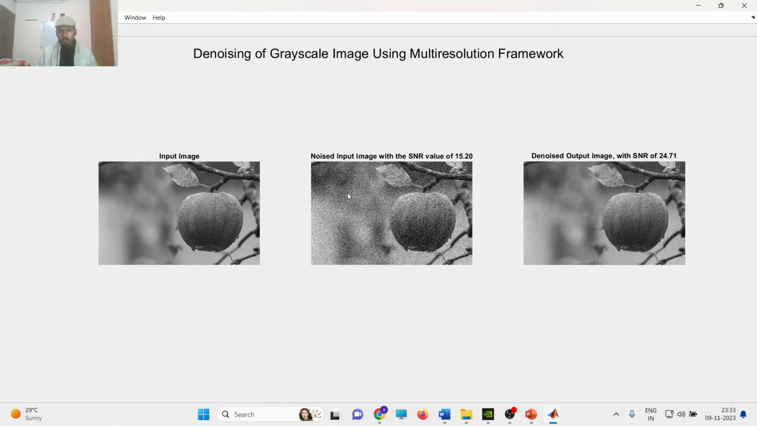You can see the perceptual improvement and SNR improvement also. So this was our input image, which was free from noise. We added some noise to it, and you can see the drastic reduction in the SNR value, which is 15.20 dB. And here is the denoised image. We can see that the perceptual quality of the denoising is much better.